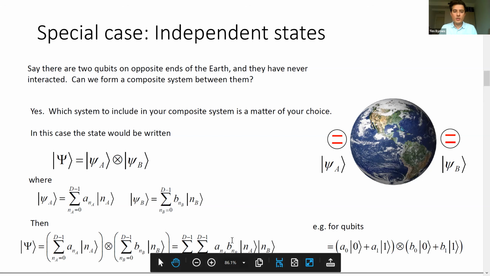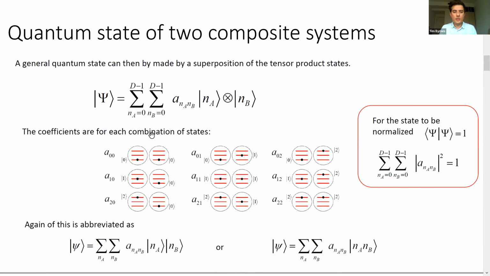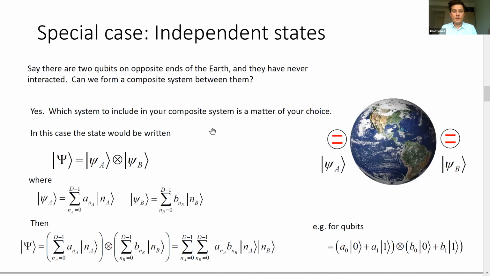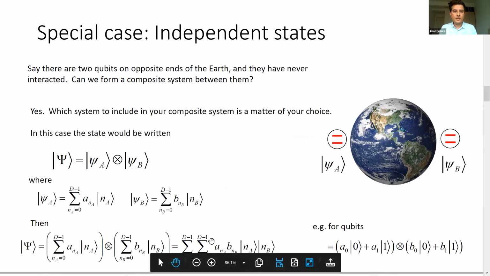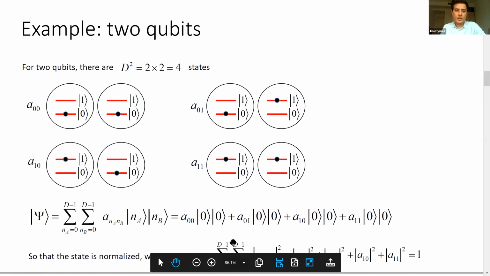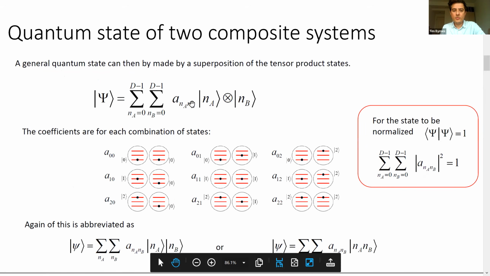So this is not as general as this thing that I wrote here, right? This one with the coefficients is more general than this one, because this is a more specific example. You can't write all states in this form, but you can write all states in that form.